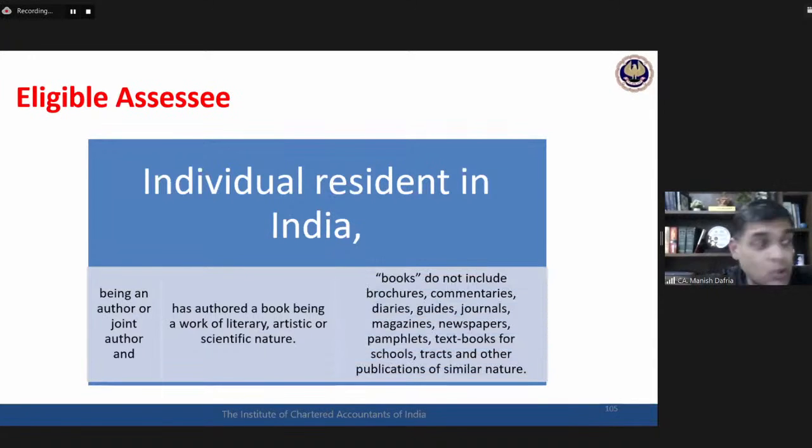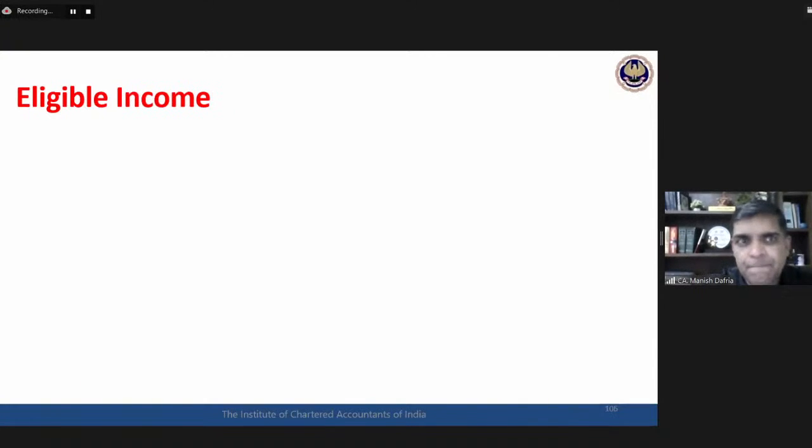Now it should actually be a book. Book does not include brochure, commentaries, diaries, guides, journals, magazine, newspaper, textbooks, etc. It should actually be a book. It should not be a textbook for school. It should be a general reading book, of literature, art, or scientific nature. If the assessee is an individual resident in India who has authored individually or jointly a book which complies with all these conditions, then the story moves further. Then the exemption can be claimed.